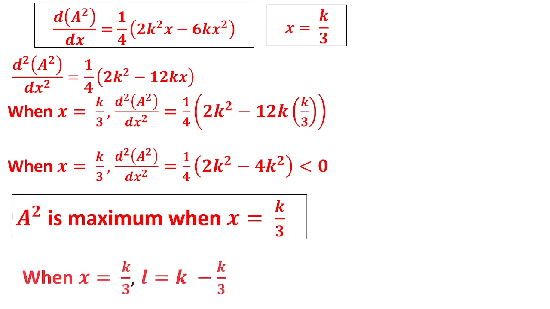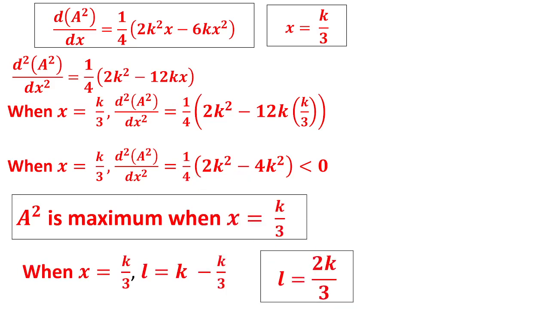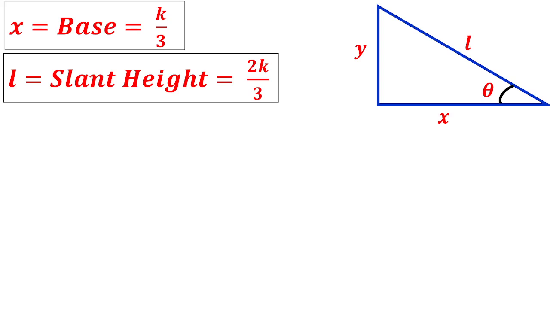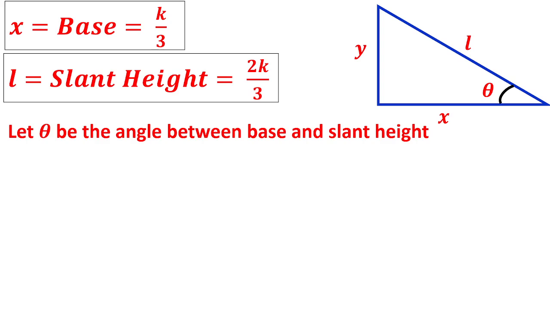Now problem is not over. You have found that when x is equal to k by 3, area is maximum. But what they want is, when the area is maximum, what will happen to the angle theta. Now let us see what the angle is. What is the formula for the angle between the base and the slant height?